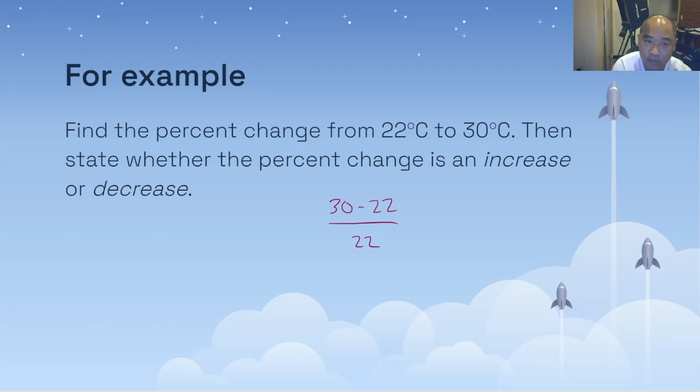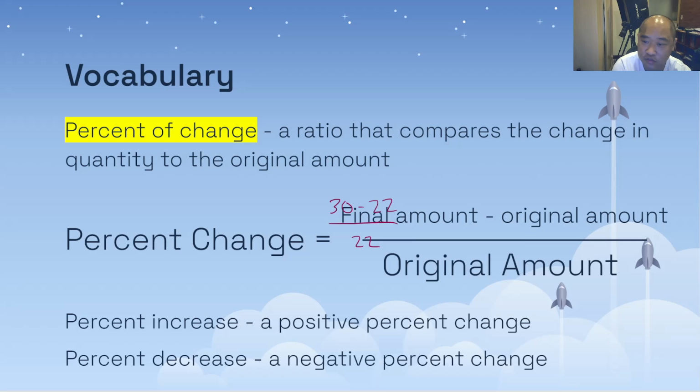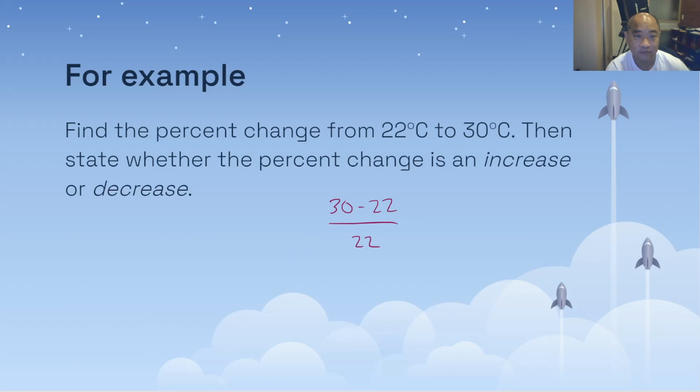So I'm just going to go back to the previous slide just to show you again. Now I've written all over it. The final amount minus the original amount over the original amount. Okay. That's going to give us our percent change.